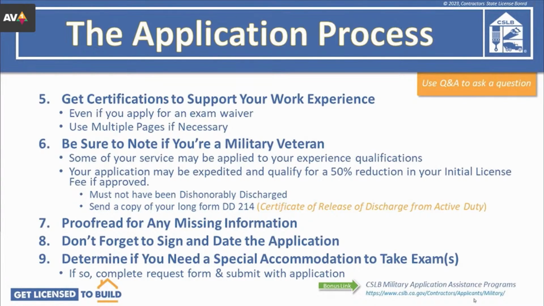The next couple of items are basic but important. Proofread your application for any missing information. Make sure you have provided an answer to all necessary fields. Second, don't forget to sign and date the application. Finally, determine if you need special accommodations to take your exams. If so, complete a request form and submit it with your application. We'll talk about the use of translators a little later.